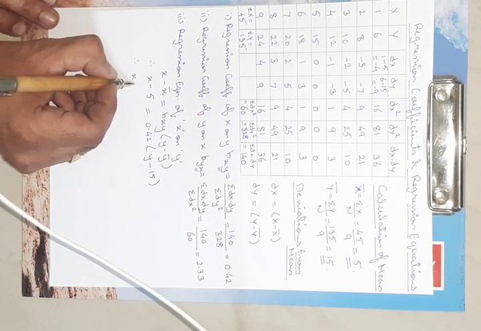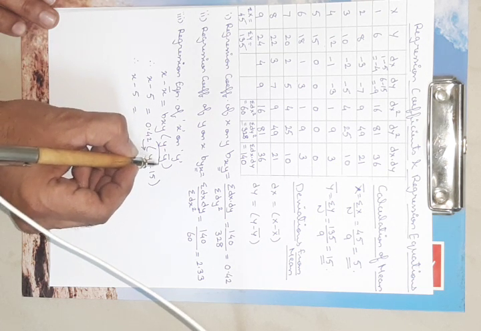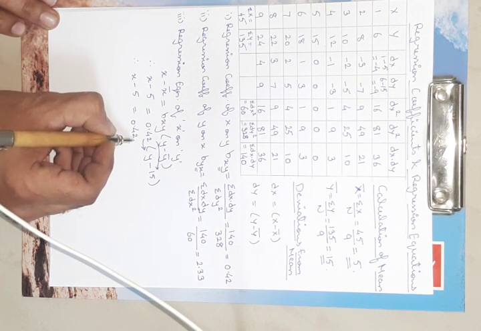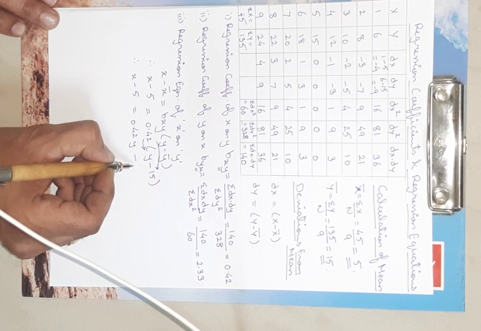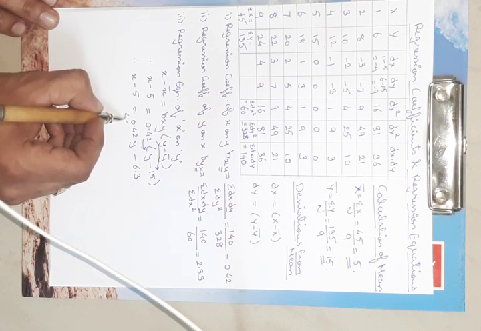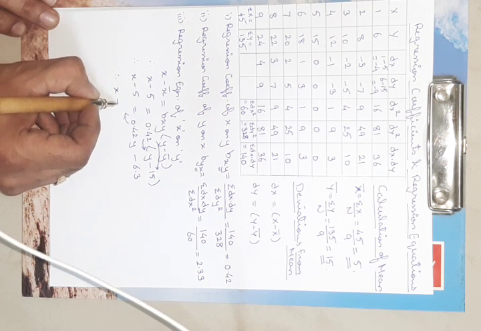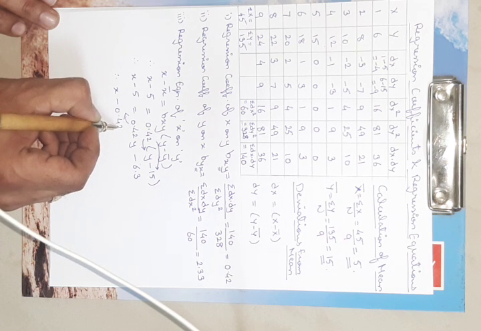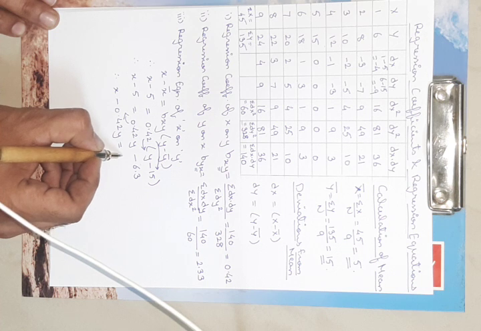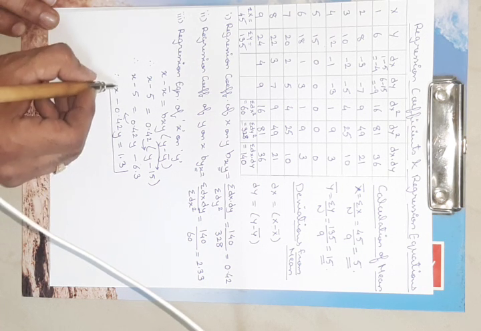Therefore x minus 5 equals, multiplying 0.42 with the bracket, 0.42 y minus 6.3. So we'll take this to the left hand side. The equation becomes x minus 0.42 y is equal to minus 1.3. This is your first equation.